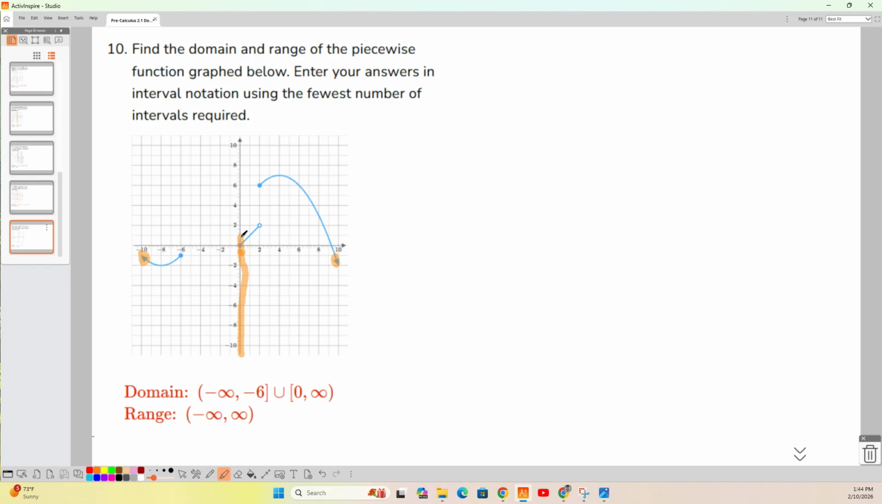Here, going up, the graph exists. There's a hole at (2, 2), but over here, for a y value of 2, the graph exists. So we keep going. And here, we said the graph goes up forever to infinity. You just can't see it on this coordinate plane, but that's what the arrow indicates. So we keep going up to infinity. So there is no gap in the range. The range is negative infinity to infinity.